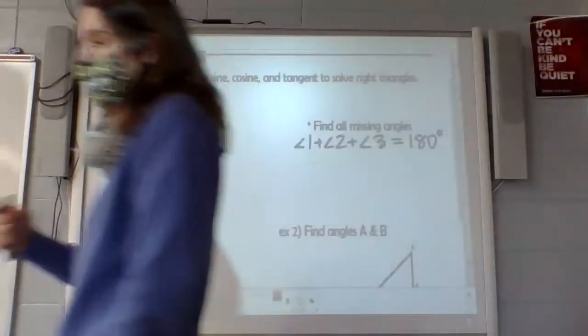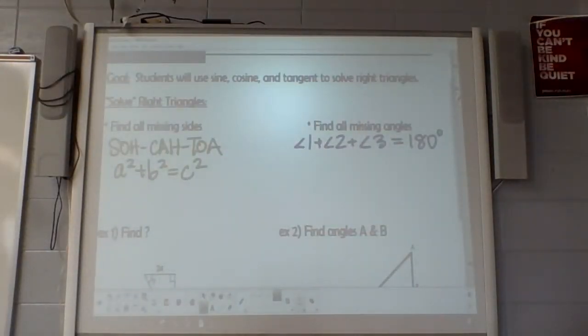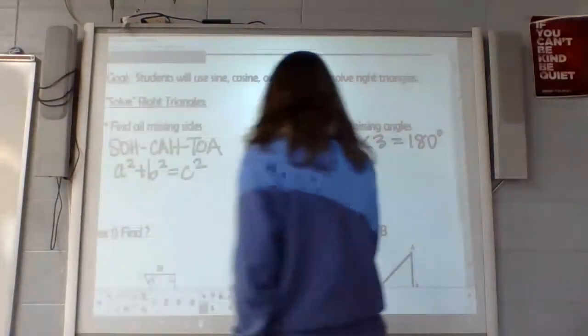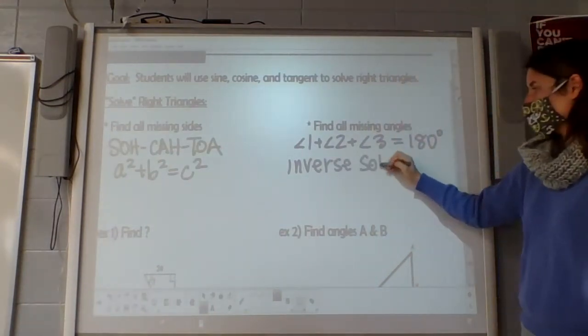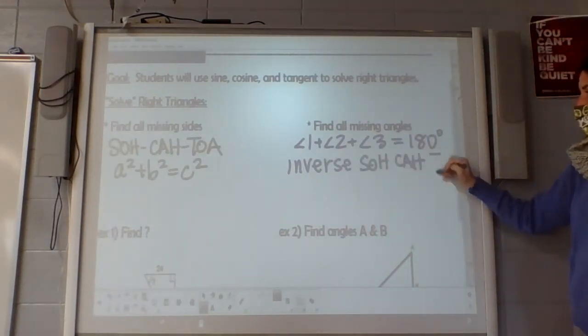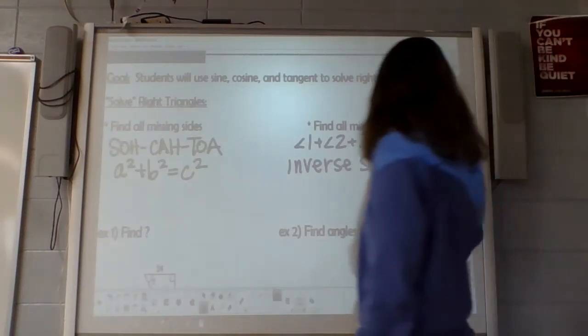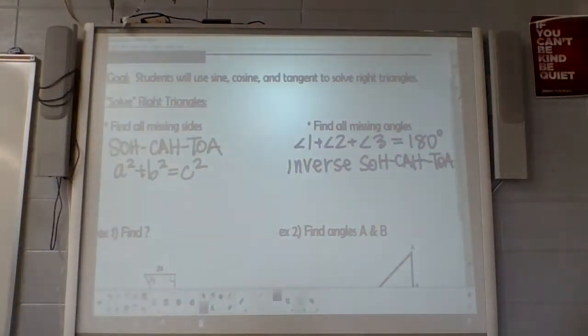However, if you only know one of the angles and you're missing the other two, we now are going to learn that we can use trigonometry to do that. What we do with that is called an inverse trig function. So, inverse SOHCAHTOA. I'll show you guys how to do that. I would suggest having a calculator handy. If you need to grab one, go ahead.